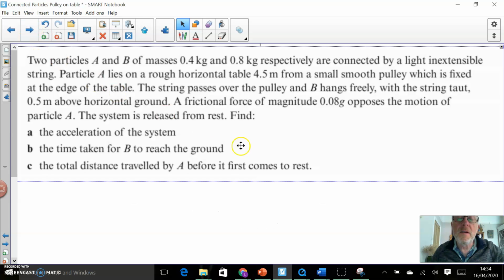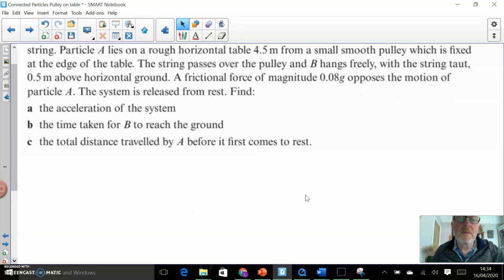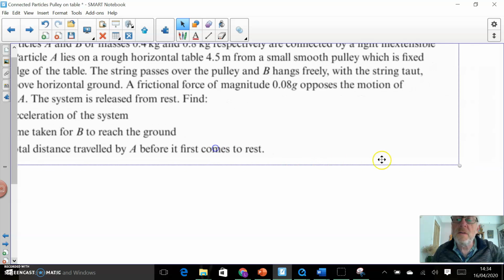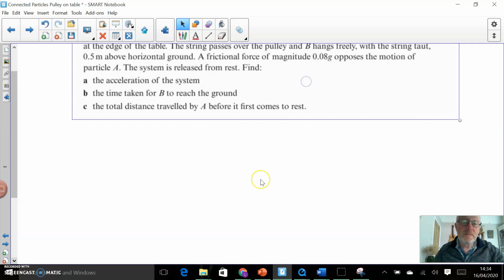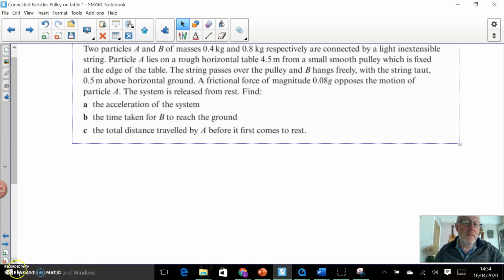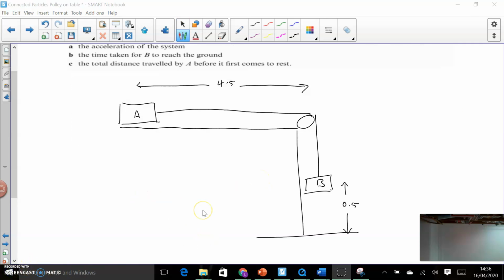Right. So the first thing to do, like it is in any of these problems, is to draw a diagram. The diagram will look like this. We have the table. We have A on the table and B there. We have the pulley here. And we have the distances. B is 0.5 meters above the ground, and A is 4.5 meters from the pulley.